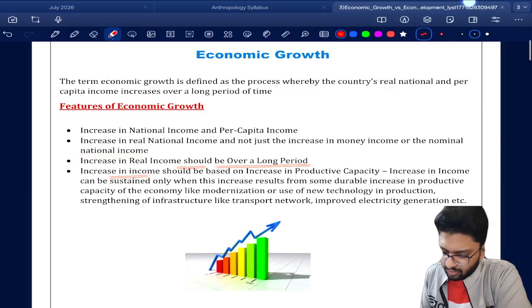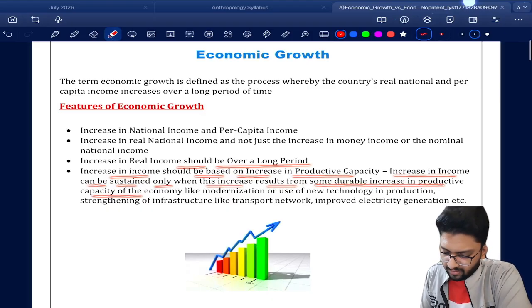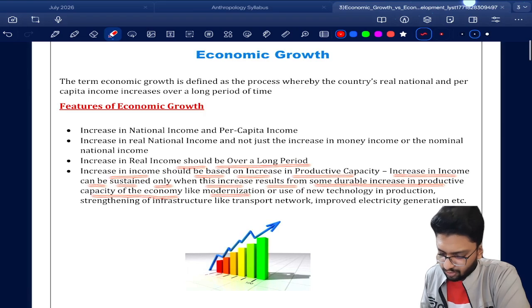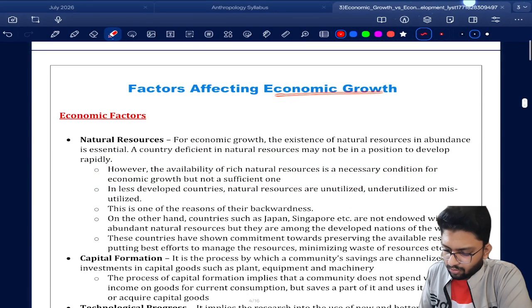Increase in income should be based on increase in productive capacity. Increase in income can be sustained only when it results from some durable increase in the productive capacity of the economy, like modernization or use of new technology in production, strengthening of infrastructure like transport networks, improved electricity generation, etc. Factors affecting economic growth.